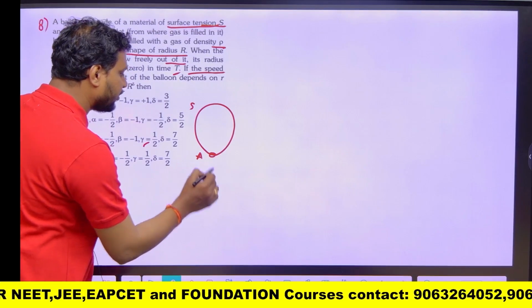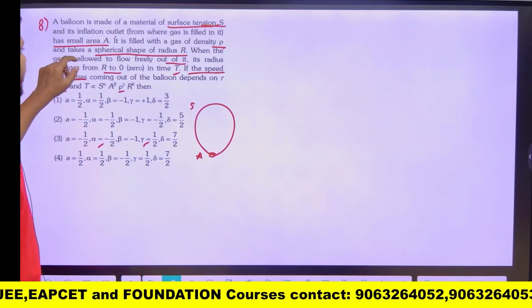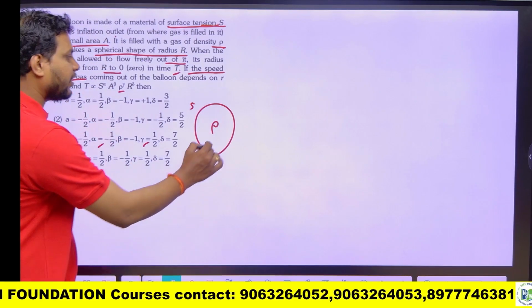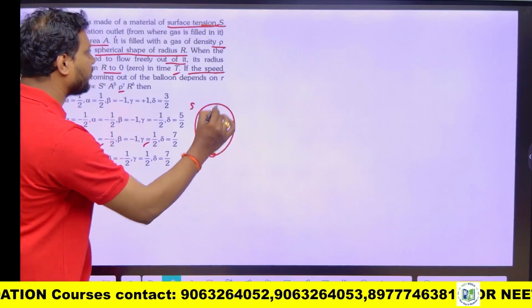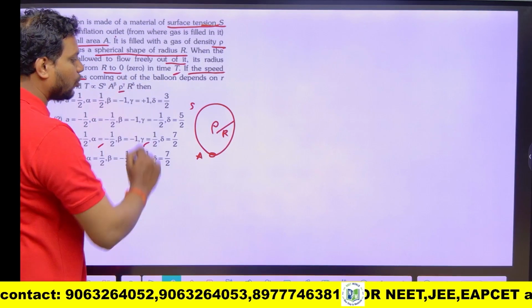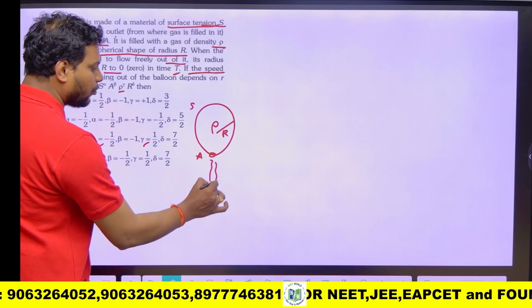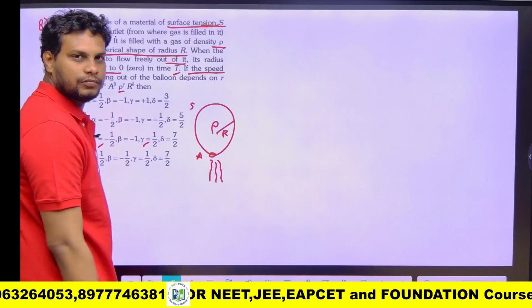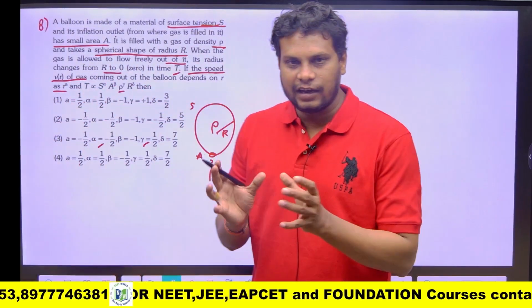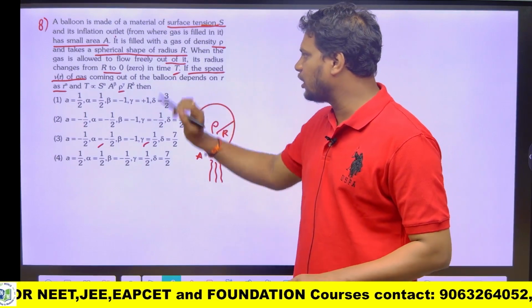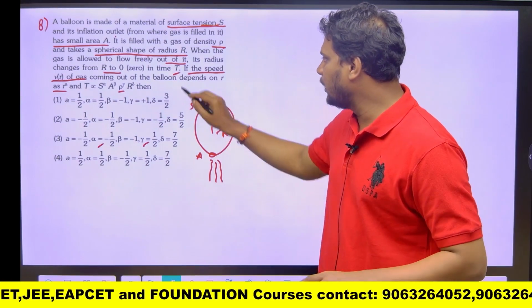So capital A is the area of outlet, and it is filled with gas of density rho, and has a spherical radius capital R. So the radius of this balloon is taken as capital R. When the gas is allowed to flow freely out of it, its radius decreases from R to 0. So whenever the air comes out of the balloon, the radius of the balloon keeps on decreasing, and finally R becomes 0 in a time t.